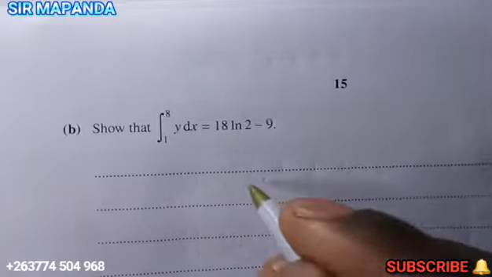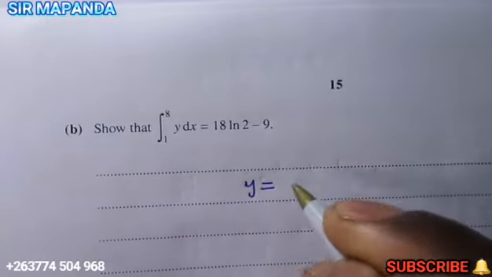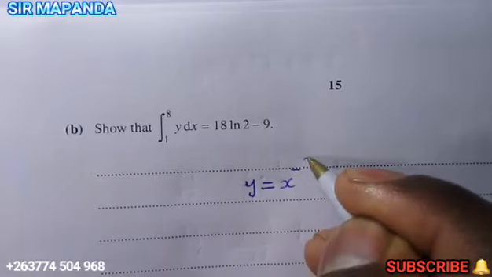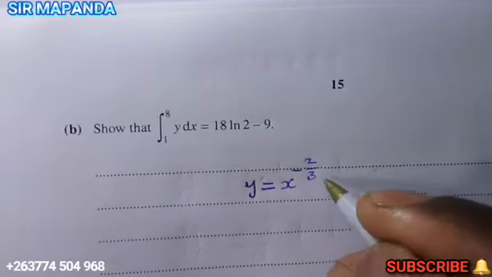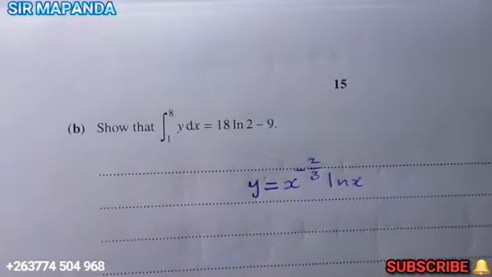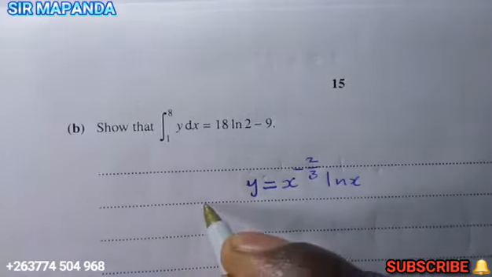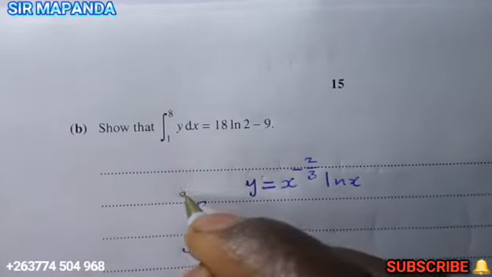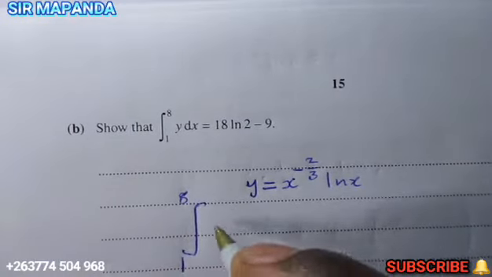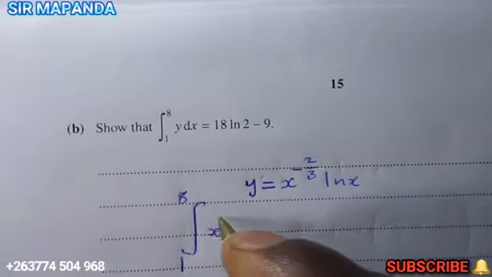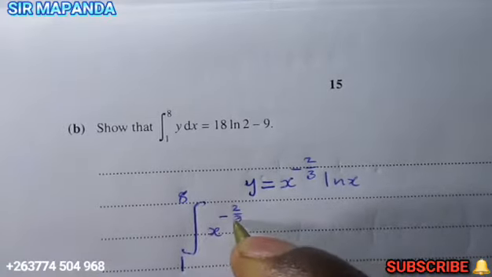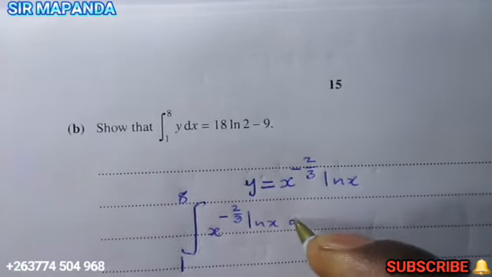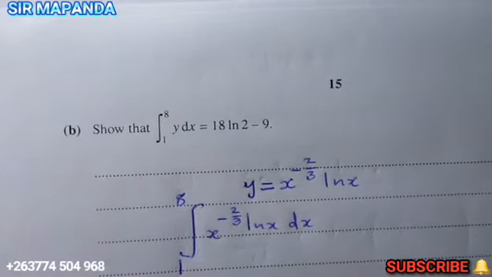Right? So remember y was given as x to the power of minus 2 over 3 ln x, something like this. I hope you are listening, right? So I'm going to put my integral sign first. 8 is my upper limit, 1 lower limit. Then on y, replace y with x to the power of minus 2 over 3 ln x dx. So I would like to work it out till we get 18 ln 2 minus 9.